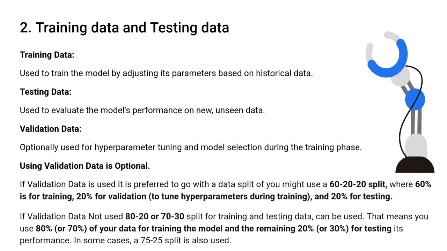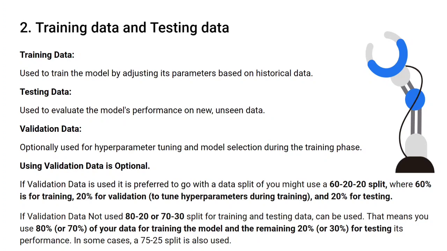The important point here is that using validation data is optional. If validation data is used, it is preferred to go with a three-way data split. You might use a 60, 20, 20 split, where 60% is for training, 20% is for validation, to tune the hyperparameters during training, and 20% for testing. For example, if we have 100 points of data, we are using 60 points for training, 20 points for validation, and 20 points for testing.